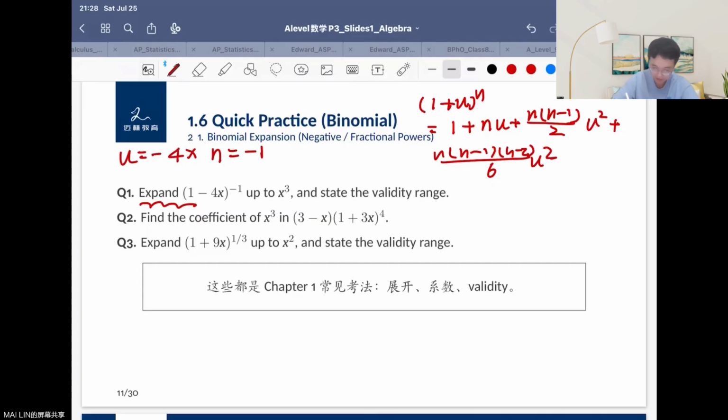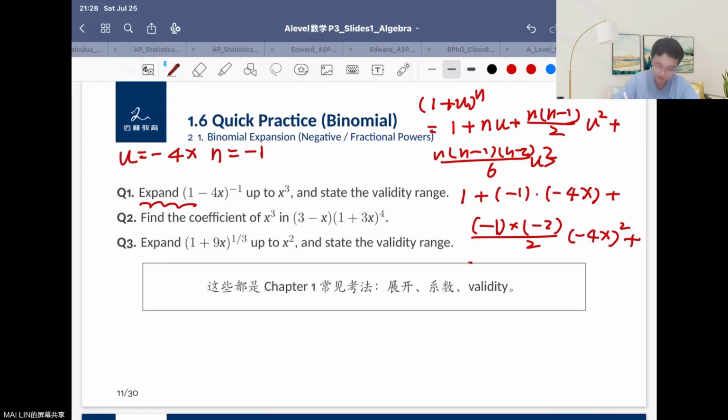So u equals negative 4x. It's 1 plus negative 1 times negative 4x, and also negative 1 times negative 2 over 2 times (negative 4x) squared, and the third one is for n equals negative 1: negative 1 times negative 2 times negative 3, times u cubed, that is (negative 4x) cubed, then divided by 6, right? Then you can just expand it and simplify a little bit.